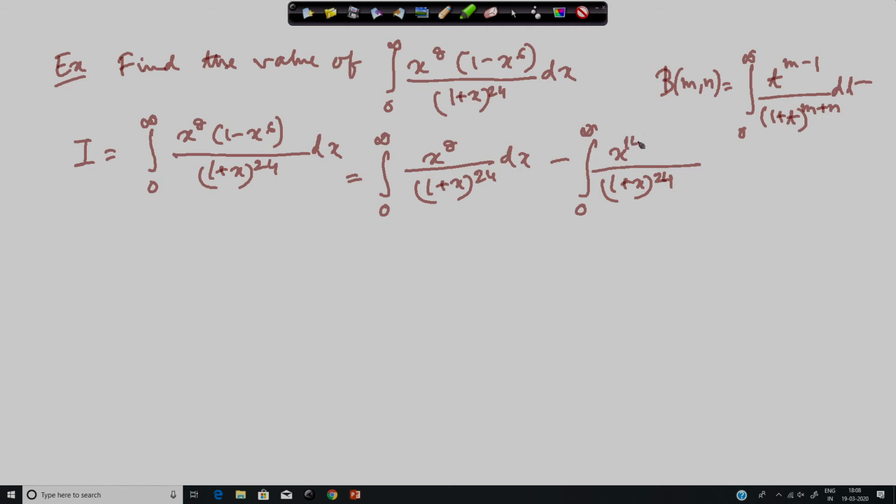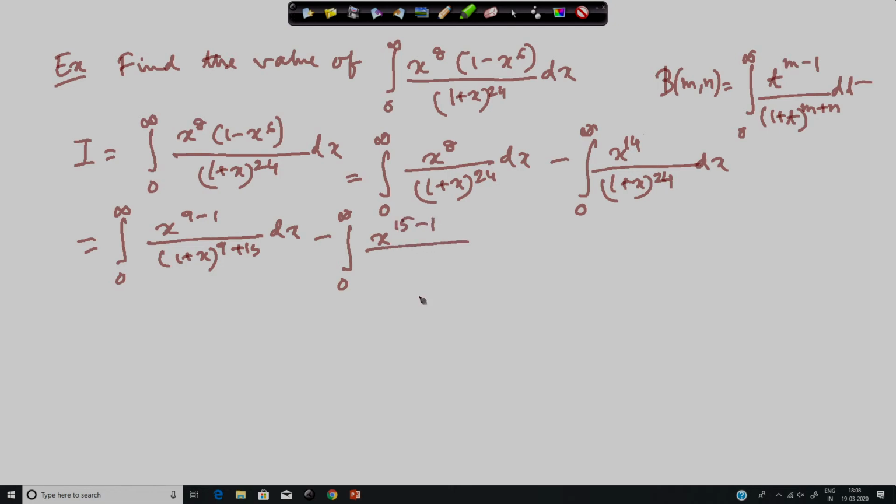This becomes 14 dx. So, now you can see that I can write this integral as the integral of x to the power 9 minus 1 over 1 plus x to the power 9 plus 15 dx, minus the integral from 0 to infinity of x to the power 15 minus 1 over 1 plus x to the power 15 plus 9 dx.